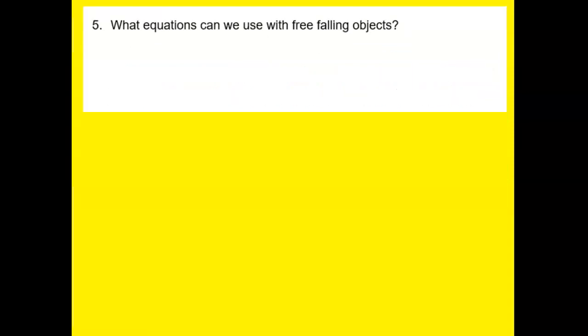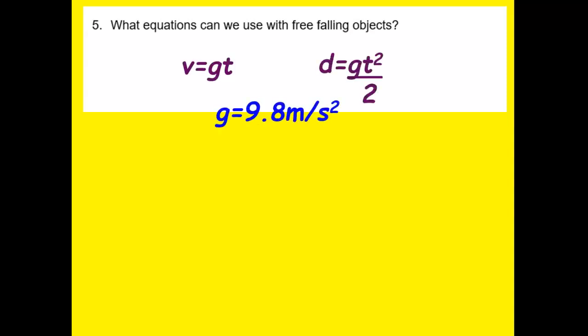All right, so on the next side, we are doing the equations. These are the last equations that you will need for this unit. So we have V is equal to GT, D is equal to GT squared divided by 2. G stands for gravitational acceleration, which is 9.8 meters per second squared. So whenever you see G, we're talking about an acceleration, but specifically it's a constant, gravitational acceleration, which is always 9.8 meters per second squared.